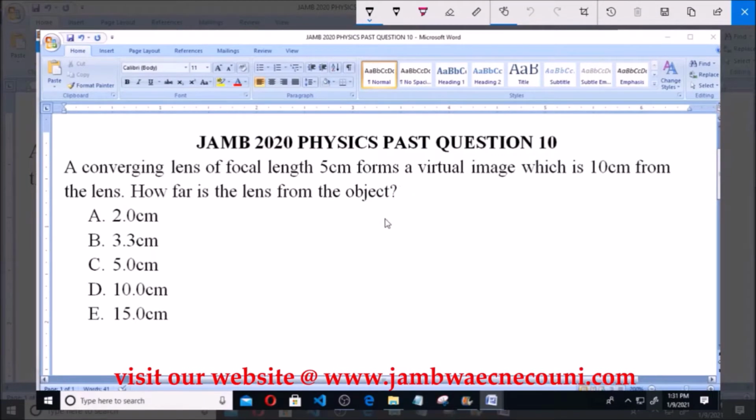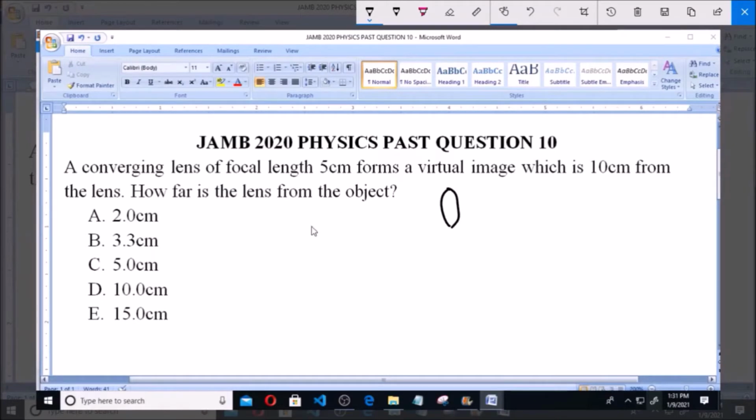Now we have a converging lens. A converging lens is a convex lens. The focal length of this converging lens is 5 cm, F is equal to 5 cm, and it forms a virtual image. This virtual image is 10 cm, that's V, from the lens. We're now asked to find the object distance, which is U.